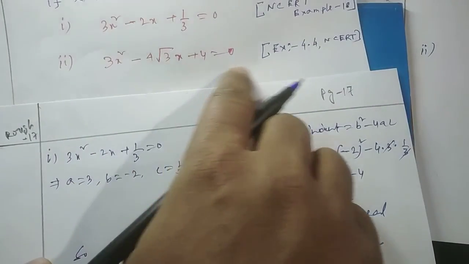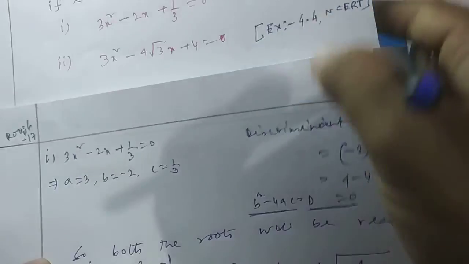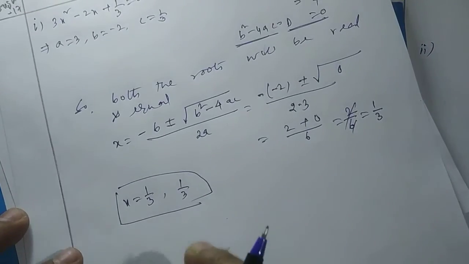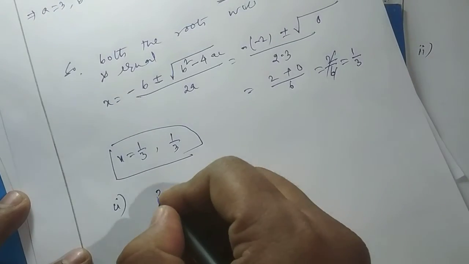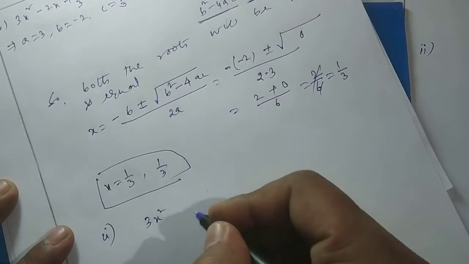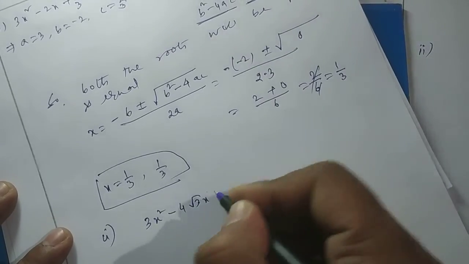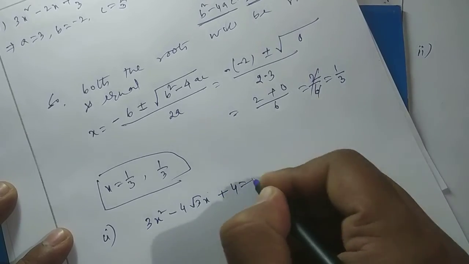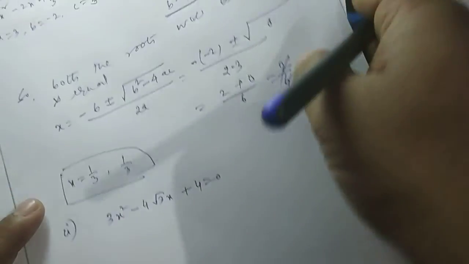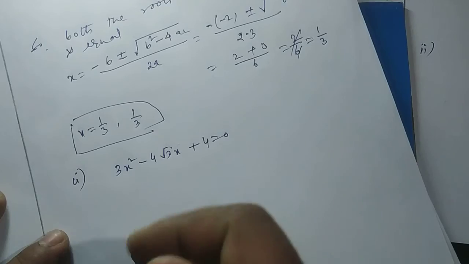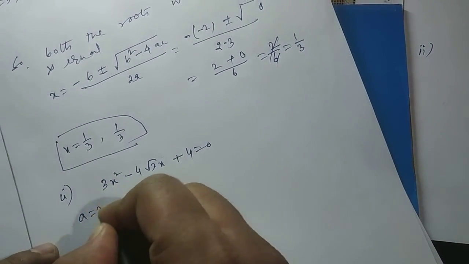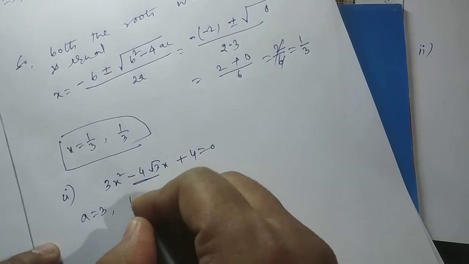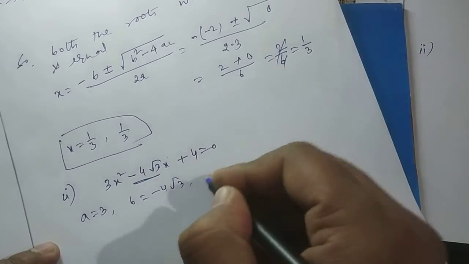Now let us come to the second question, to be solved in a similar way. The second question is 3x square minus 4 root 3x plus 4 equal to 0. Similarly, we have to find the roots if they exist. So in a similar way, let us find a is 3, b is minus 4 root 3, c is 4.